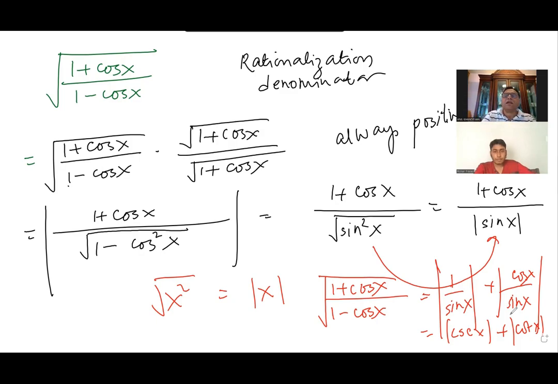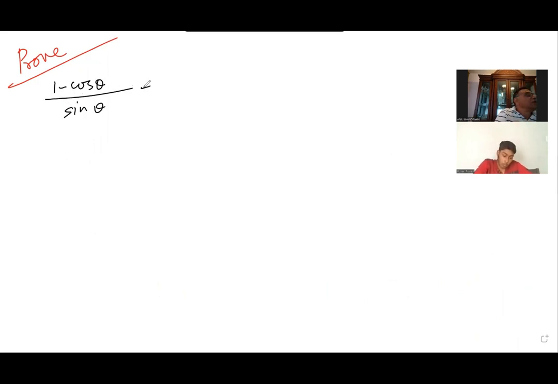Now, let's have a question for identity. So here is a question for you. I'd like you to try this out. 1 minus cos theta over sin theta is equal to sin theta over 1 plus cos theta. Prove this identity. How will you prove this identity?